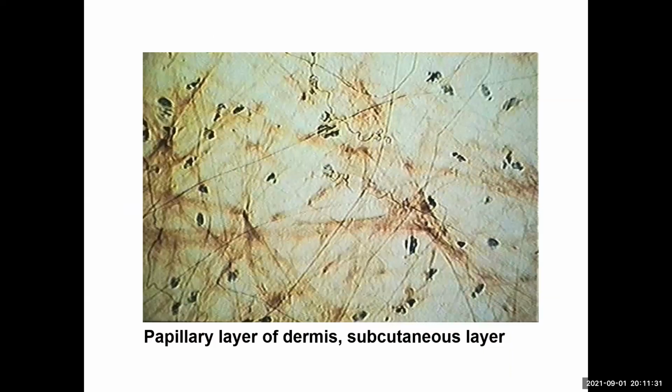So where we're going to see this, we're going to see this in the deeper layer of the skin called the papillary layer of the dermis, and also in the subcutaneous layer. Subcutaneous layer is this layer right underneath our skin. So our loose connective tissue, don't forget, is also considered to be the body's packing material. So we're going to see it scattered throughout our body.